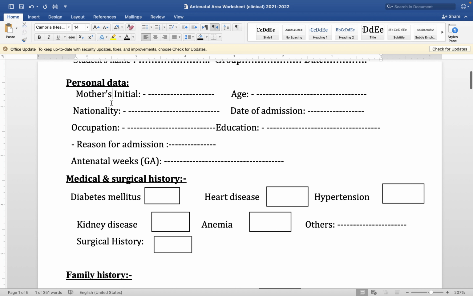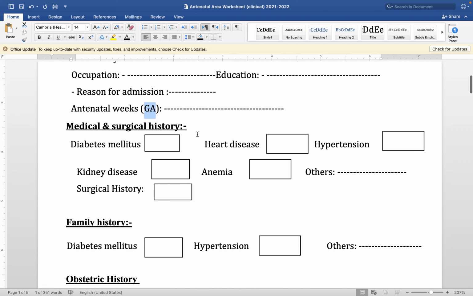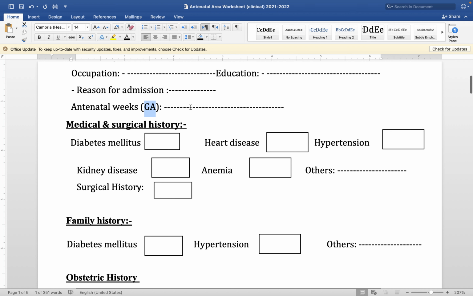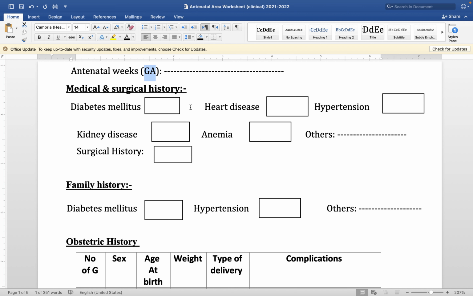The personal data is pretty simple: mother's initials. We don't write the patient's name. We don't write the MRN number, education, date of admission, and the general information. The reason for admission and the chief complaint are important, and the date of admission, and the gestational age. GA stands for gestational age, or antenatal weeks, how many weeks she is so far in her pregnancy.